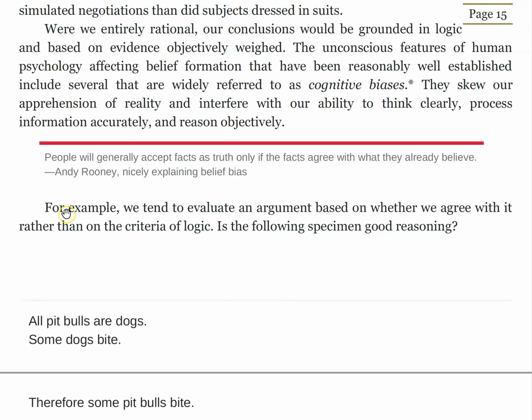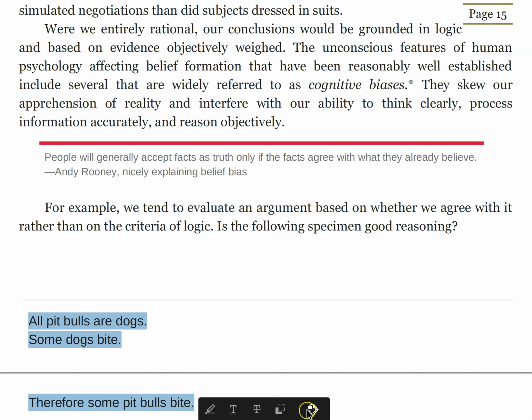So first, we're going to talk about probably the most relevant one, at least for philosophy or critical thinking. An example of a cognitive bias is that we tend to evaluate an argument based on whether we agree with it rather than on the criteria of logic, right? So let's talk about this argument. All pit bulls are dogs. Some dogs bite. Therefore, some pit bulls bite. I'm going to put this in our notes so we can just talk about it clean.